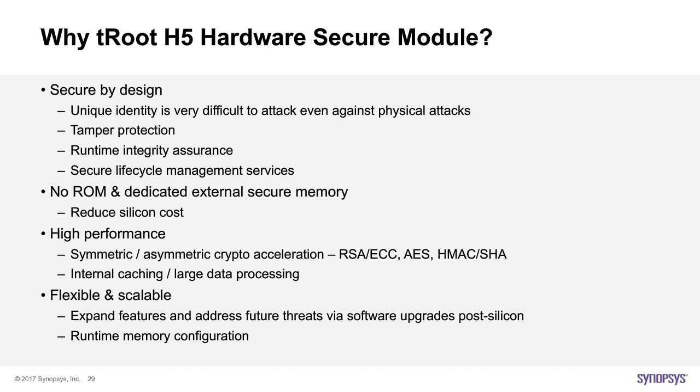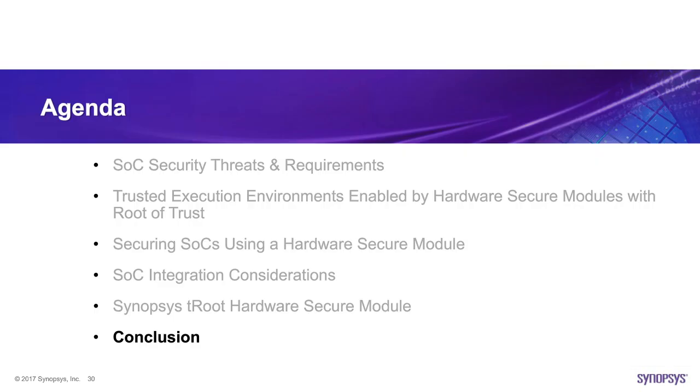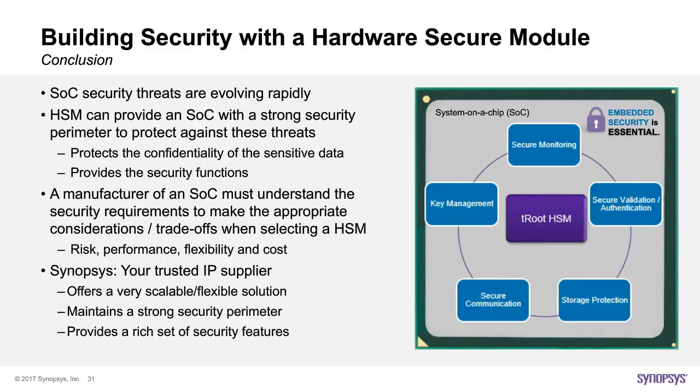And that brings me to the end of this presentation. So to conclude, the security threats are evolving and the SoCs need to be ready. A hardware secure module can offer a strong security perimeter, providing the confidentiality and the integrity for those security functions. When choosing the type of HSM for your SoC, you must understand the security requirements you need. This includes the risk, the performance, the flexibility, and the cost considerations.